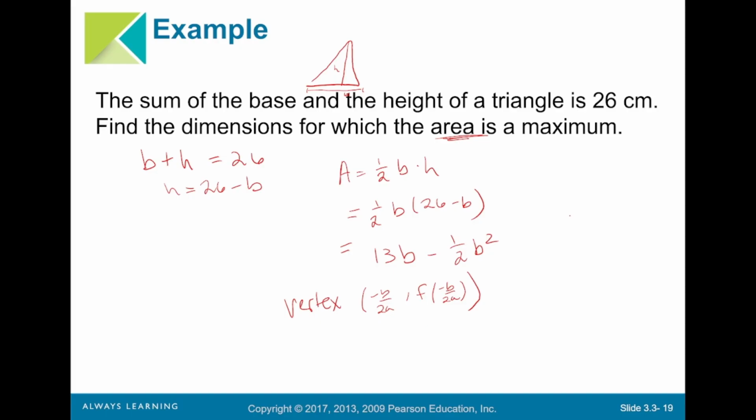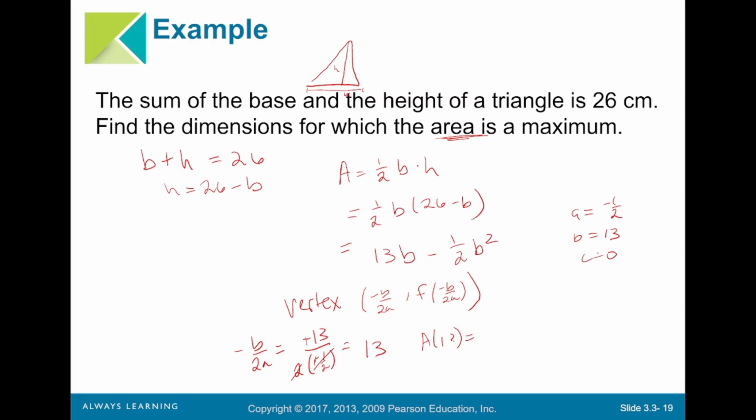And of course we need our a, b, and c. a is negative 1/2, b is 13, and c of course is 0. So if I look at negative b over 2a, that's negative 13 over 2 times negative 1/2, which is actually just 13. So the negatives cancel, and then the 2 and the 1/2 cancel, and we're left with 13. And so now we've got to think about, well, what is our function A of 13?